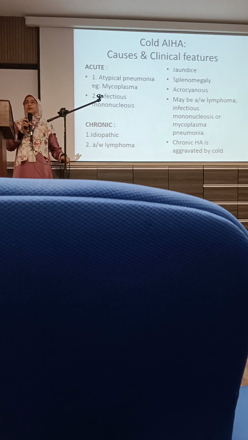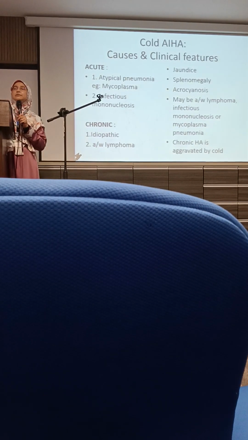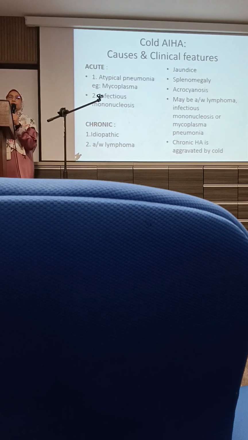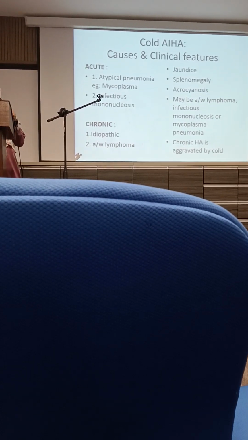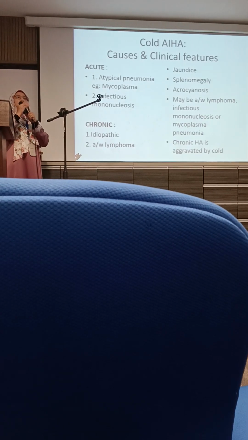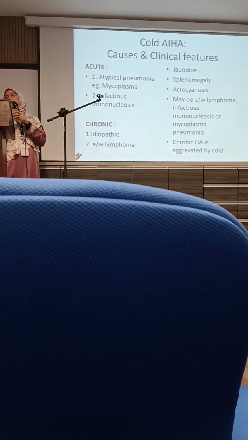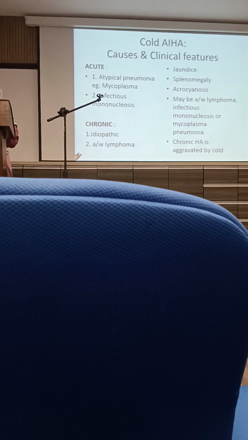For cold IHA, it can be caused by acute atypical pneumonia. We commonly see it with mycoplasma pneumonia, and also with infectious mononucleosis. And sometimes the chronic cold IHA can be idiopathic. We don't know what the cause is, and it can be associated with lymphoma. So the presentation: they have jaundice, enlarged spleen, acrocyanosis. Acrocyanosis is pain at the tips of the fingers because of the sluggish blood flow earlier. And it may be associated with the disease. And chronic hemolytic cold IHA is aggravated by cold. In winter it is more severe.